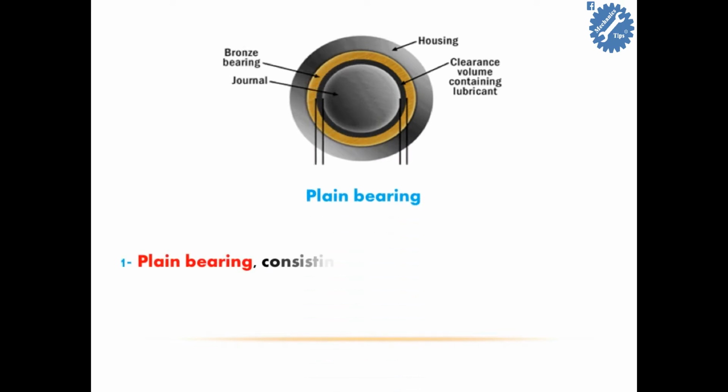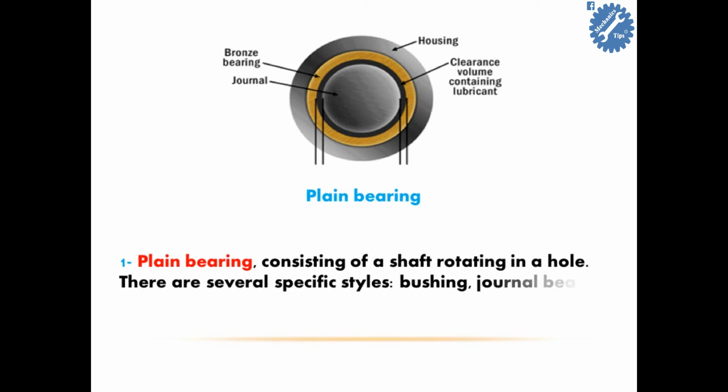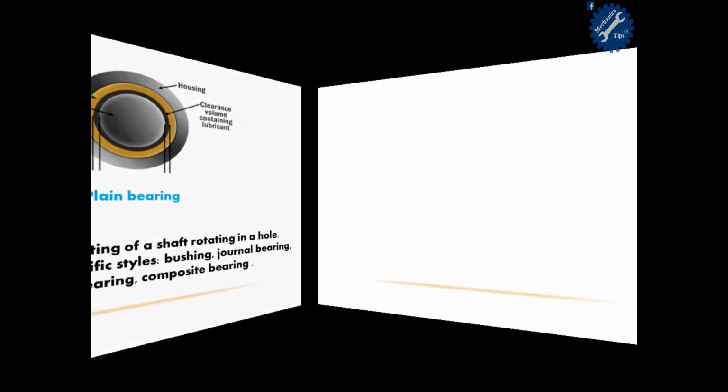Plain bearing, consisting of a shaft rotating in a hole. There are several specific styles: bushing, journal bearing, sleeve bearing, rifle bearing, composite bearing.